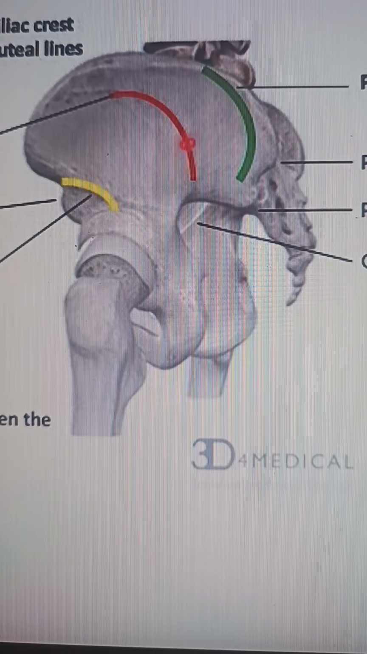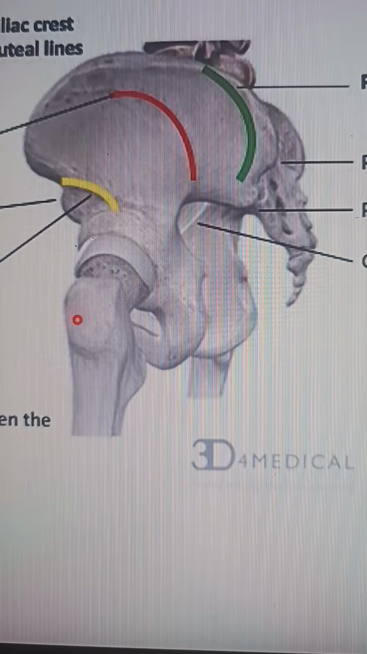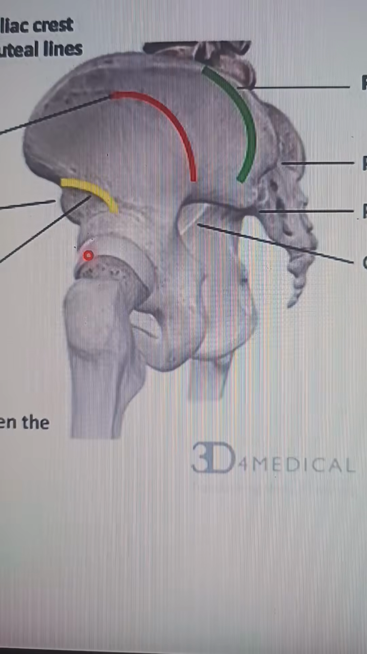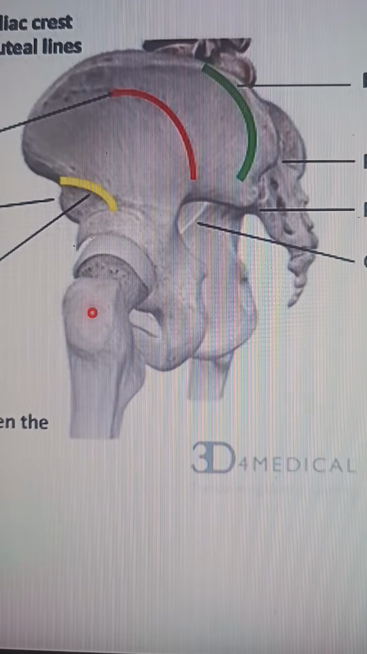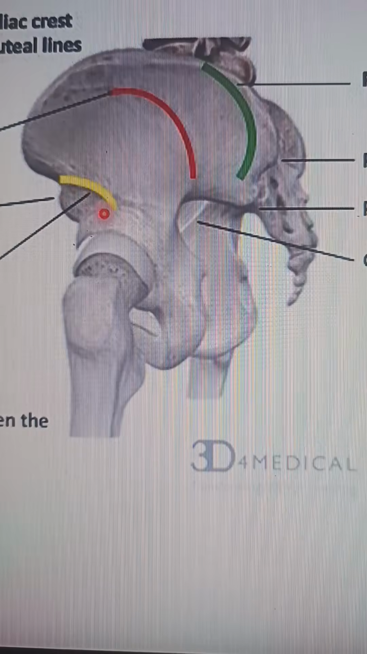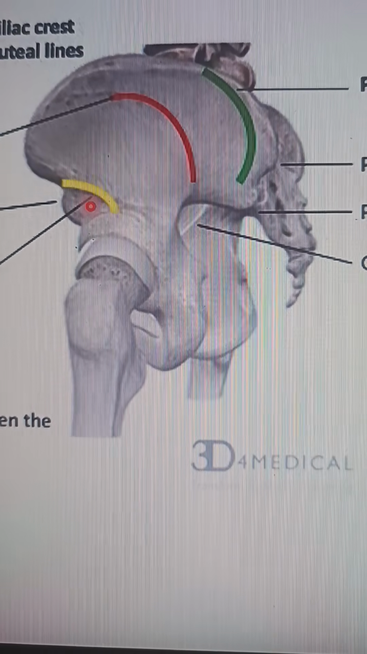So this gluteus medius and minimus originate from this point and get inserted to the outer aspect of the greater trochanter. Once they contract, they will cause abduction of the hip joint. And finally, this is the inferior gluteal line, below which arises the rectus femoris of the quadriceps femoris.